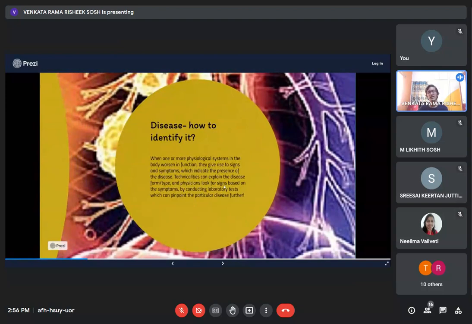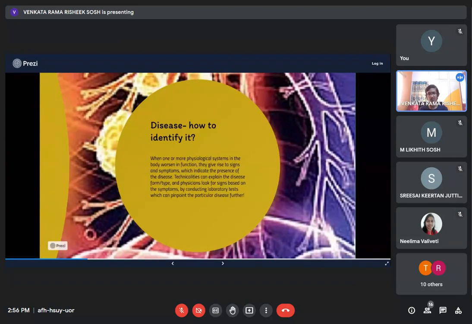So how do we identify a disease? There are two different important words which I'll be using: signs and symptoms. Symptoms are physical indications of a disease, such as pain, headache, unconsciousness. And signs are specific, they can be inflammatory markers or other technicalities which are used by physicians and doctors to identify your disease in laboratories through laboratory tests.